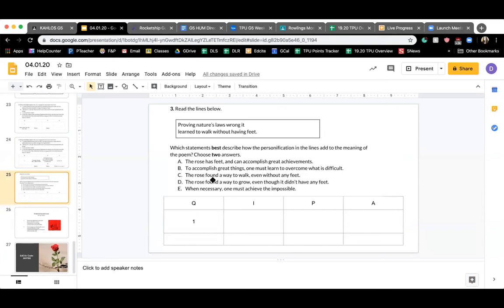Now I want us to spend a moment to look at question number 3. Question number 3 reads like it does on the screen. Proving nature's laws wrong, it learned to walk without having feet. Which statement best describes how the personification in the lines add to the meaning of the poem? Choose 2 answers. Now, Healy, can you help me invest in this question?